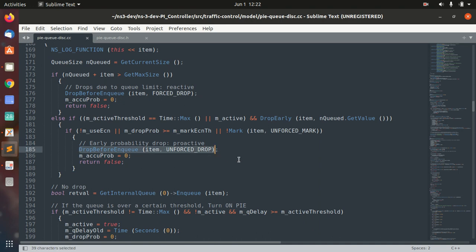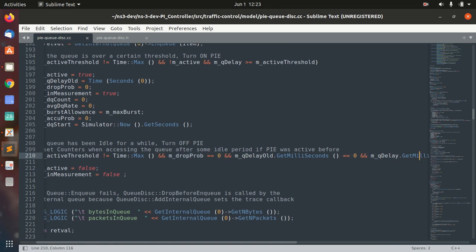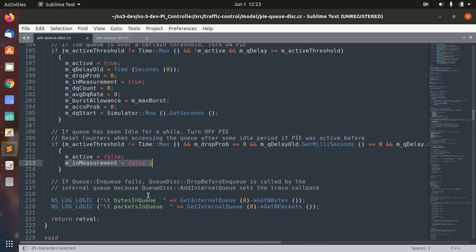Here we are dropping the packet even before the queue is full, so it is proactive in nature. Also, instead of dropping, if we mark the packet, then this is known as an unforced mark. It is also proactive in nature because we are marking the packet even though the queue is not full. Sometimes the queue remains idle for a certain amount of time, then it checks if the drop probability is 0, the old queue delay is 0, and the current queue delay is 0. In that case it deactivates the PIE queue discipline and sets the measurement variable to false.